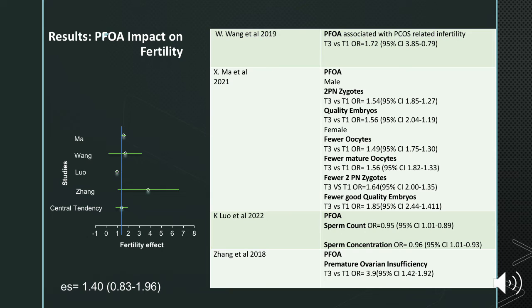This slide shows PFOA's impact on fertility. The table to the right shows the odds ratios for the outcomes each study measured. Most of the studies used tertiles, so we use the highest tertile, which is tertile 3, versus the reference tertile, which is tertile 1. Only 2 of the studies, Ma and Zhang, showed a statistically significant relationship with their outcomes. The meta-analysis, which is to the left, had a random combined effect size of 1.40 with 95% confidence intervals of 0.83 to 1.96. This showed some sort of effect, but not a major one.